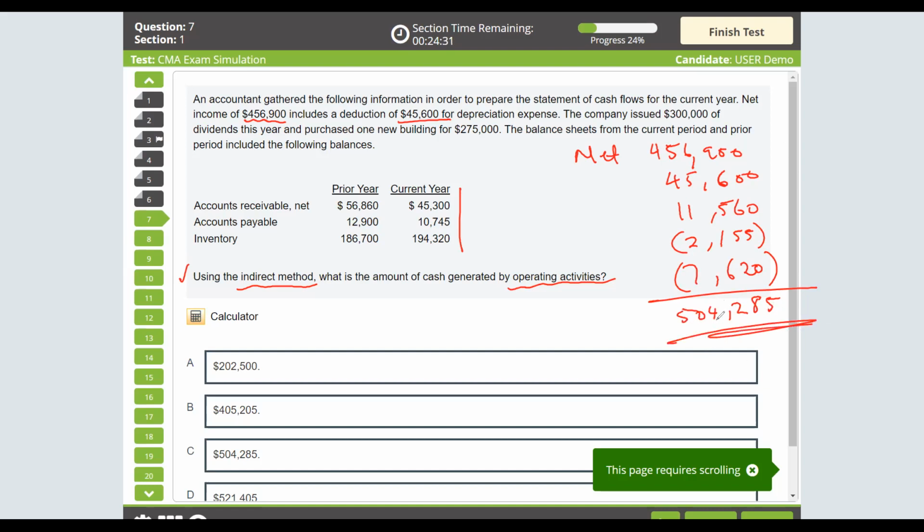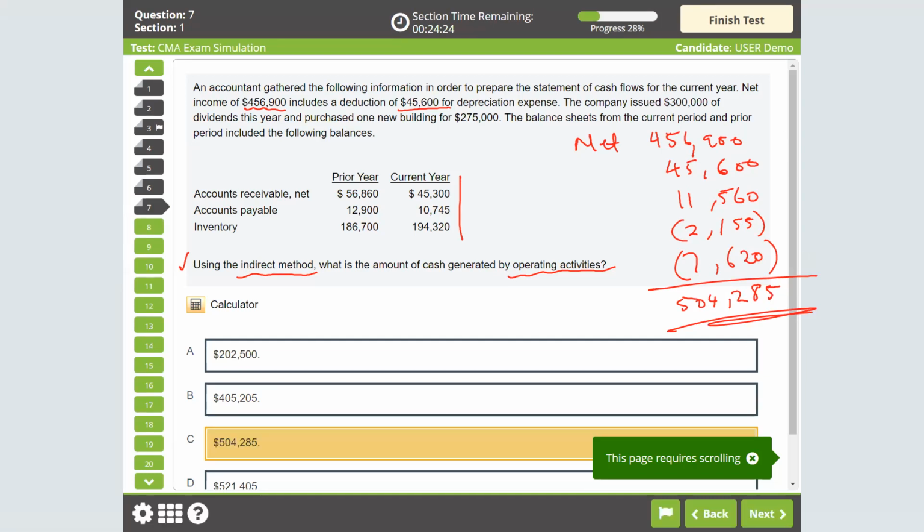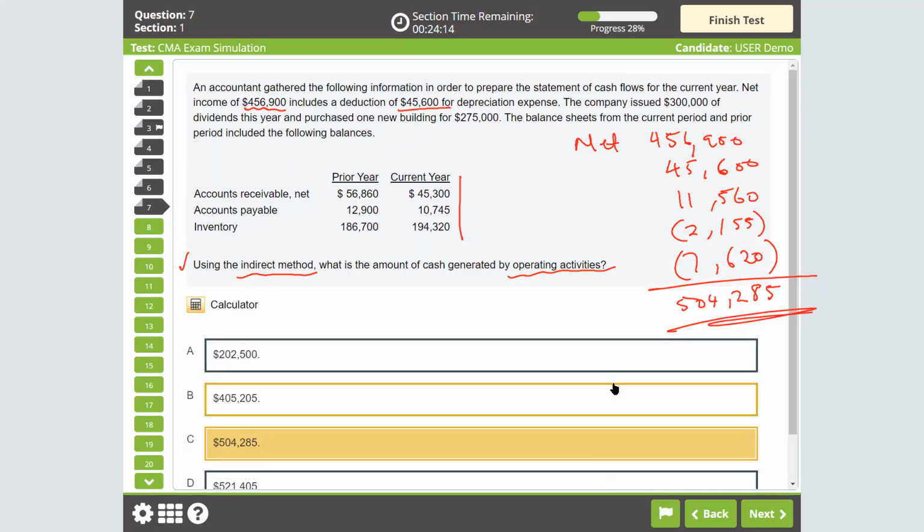Okay, so our correct answer is 504,285,000. So let's see if we have the correct answer here, which is C right here. So calculations, and as you can see here, it says this page requires scrolling, so you just scroll down and then continue with that. With calculations, one of the questions that I love on the CMA, because when you are right, you know you are right.